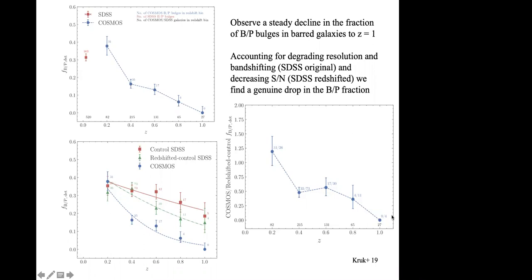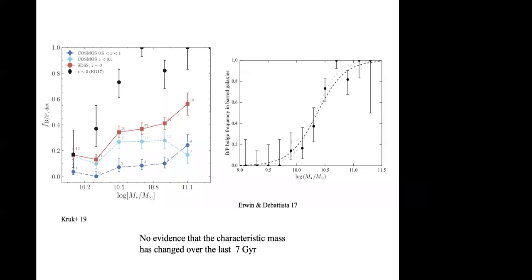Okay, that's interesting. It's declining. The bar fraction is also declining, so maybe this is not surprising. But what is surprising is, remember, for local galaxies we had this characteristic mass at which you transition from very few box peanut bulges to very many box peanut bulges. If we take these points and replot them here, this is from the SDSS. Because the SDSS resolution is lower, that fraction is lower than the one from the high resolution survey.